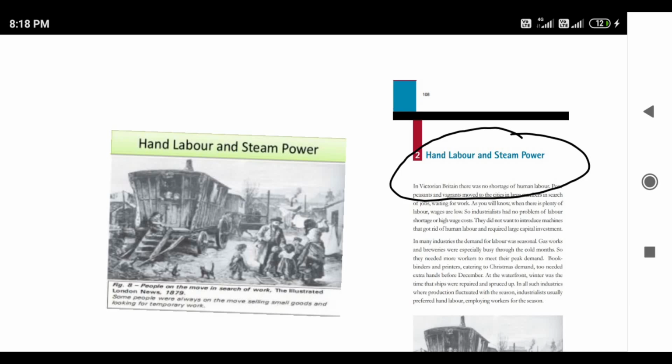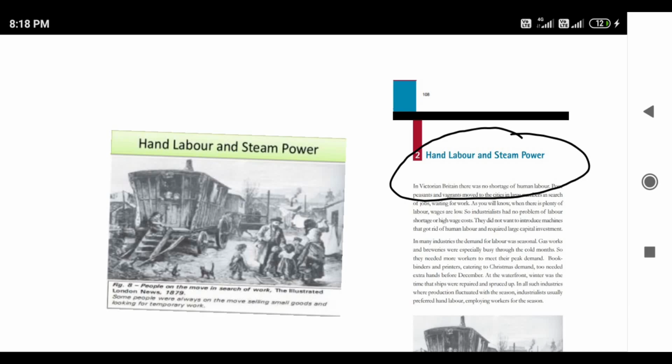There is an answer of the important question in this topic. Why did some industrialists prefer hand labor over machines in the 19th century?